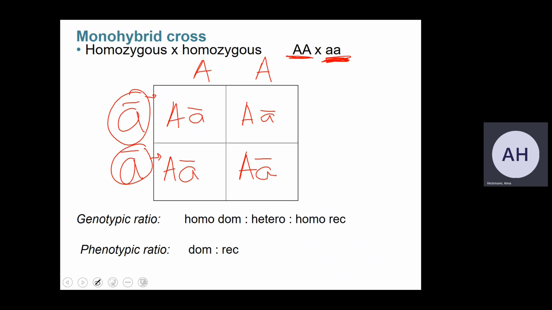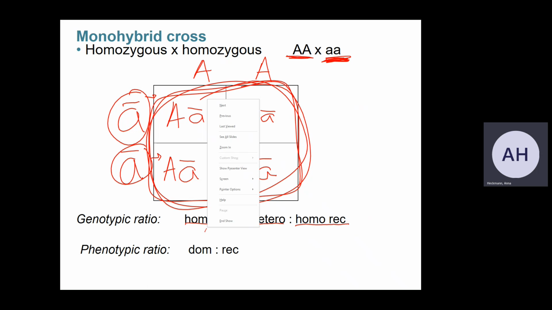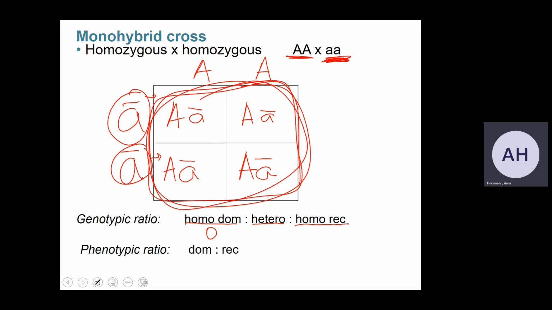So genotypic ratio, when you're asked to calculate a genotypic ratio, what you're calculating is the amount of homozygous dominant genotypes to the amount of heterozygous genotypes to the amount of homozygous recessive genotypes among the offspring. Okay, so these are the offspring genotypes. How many homozygous dominant would there be? Well, homozygous dominant is capital A, and there are no capital A in the offspring.